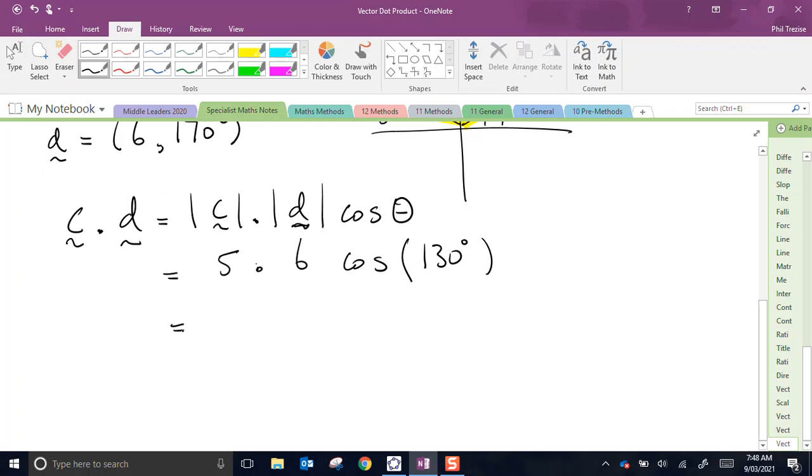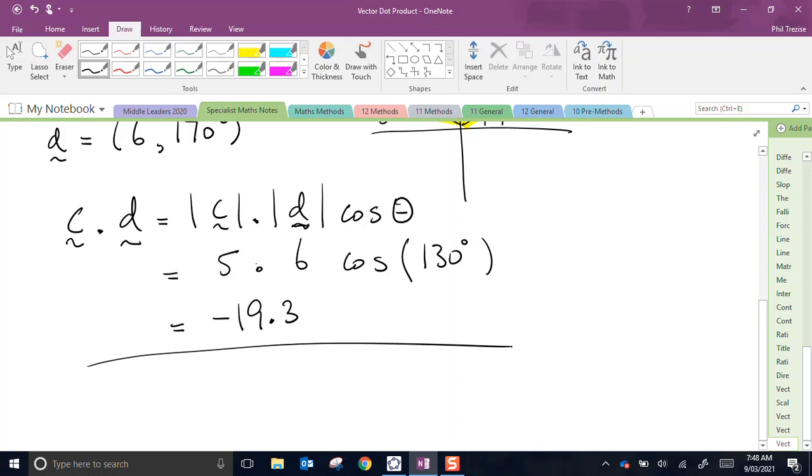And a quick turn on the calculator should give me the result that I'm looking for. I get the number -19.3. And it is just a number, and I've rounded it slightly.